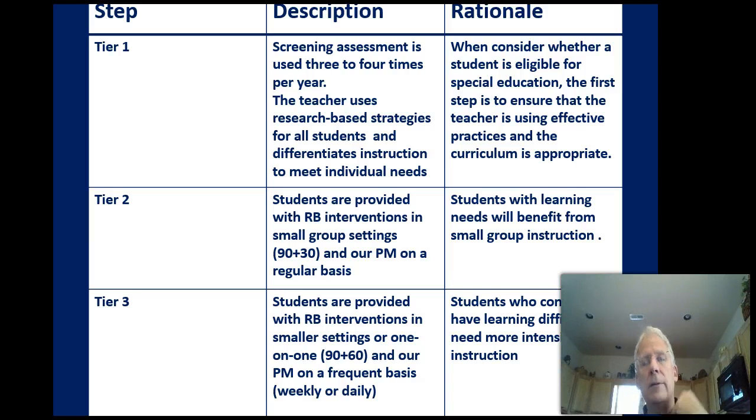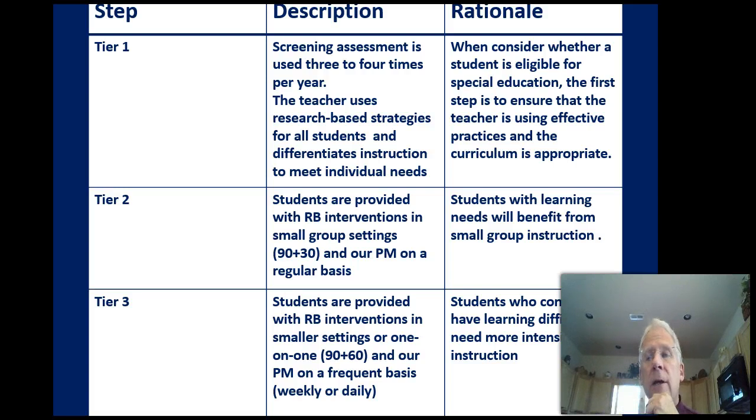So I want to emphasize that again. At Tier 1, where you have 80% of the students doing fairly well, you want to make sure that all students are receiving, number one, a quality instruction, and number two, having a curriculum that's appropriate to their needs.